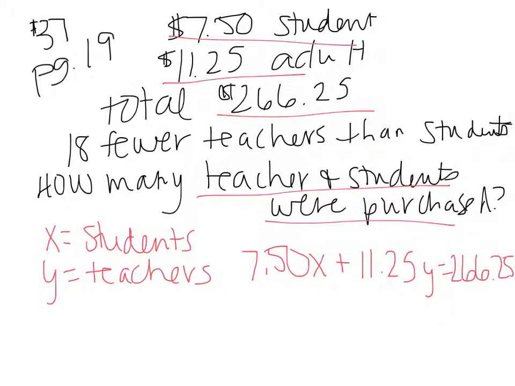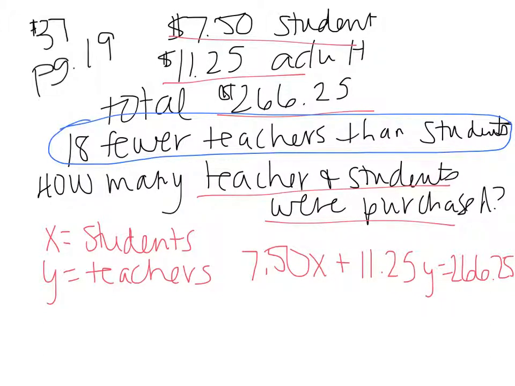So that's equation 1. For the second equation, we're going to take the information that there are 18 fewer teachers than students. If you think about 18 fewer, that means we have 18 less. So whatever students we have, we take 18 away from that to find out how many teachers we have. So our teachers, y, is equal to our students, x, minus 18. That's how many teachers we have.